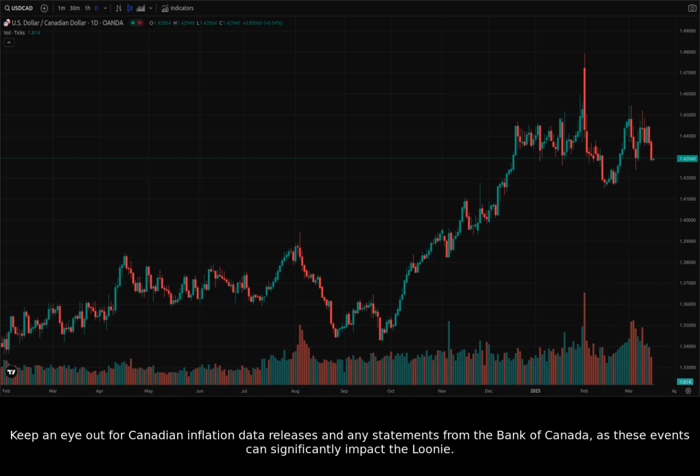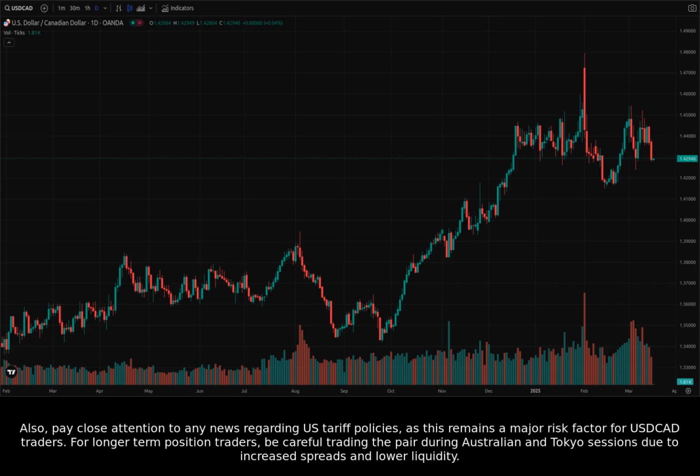Keep an eye out for Canadian inflation data releases and any statements from the Bank of Canada, as these events can significantly impact the Loonie. Also, pay close attention to any news regarding U.S. tariff policies, as this remains a major risk factor for USDCAD traders.